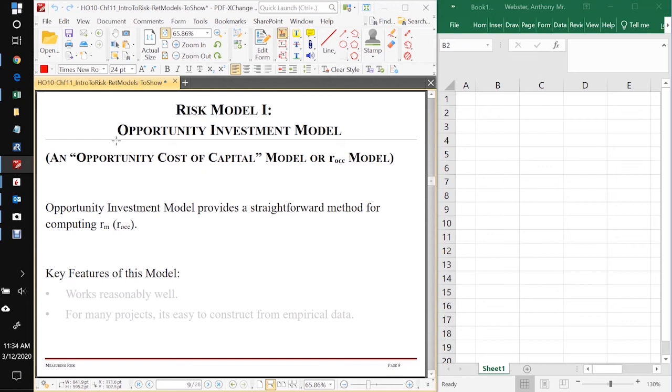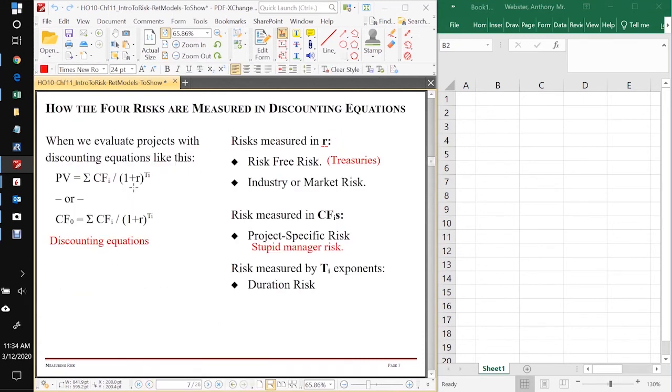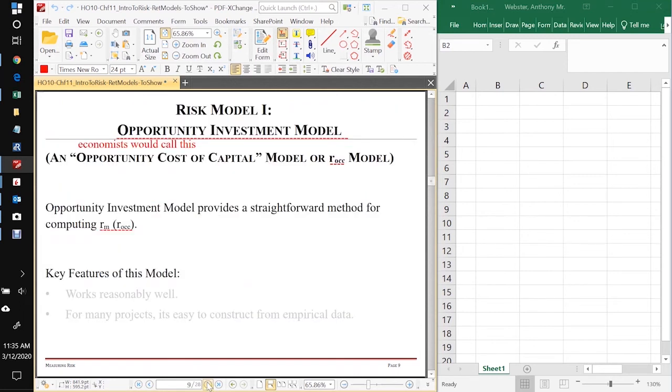The most important one for us is going to be called the opportunity investment model. Economists would call this an opportunity cost of capital model, and they might write it mathematically as an ROCC model. This is a great model because it gives us a really straightforward method for computing our RM or ROCC. Why do we care about that? We care because that's what we're going to be plugging into these equations going forward. So it's going to be really helpful to have that.